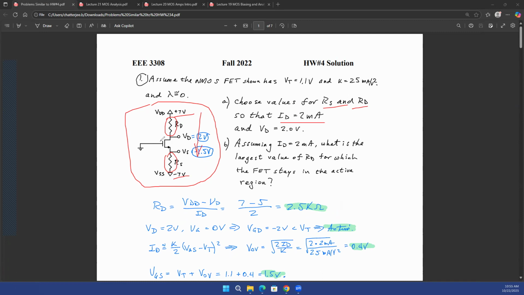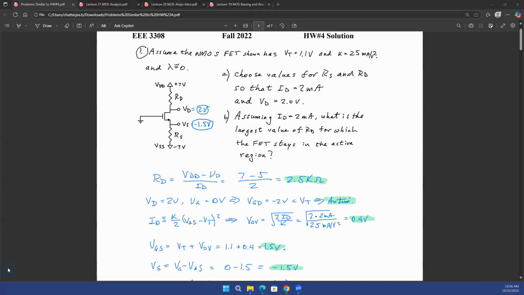Again, remember, there is no current flowing into the gate or out of the gate because the gate is an insulator. So the current at the drain will be the same as the current at the source, and that current needs to be 2 milliampere. Now, assuming current ID equal to 2 milliampere, what is the largest value of RD for which the FET stays in the saturation region or the active region?